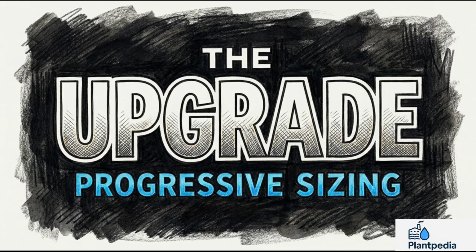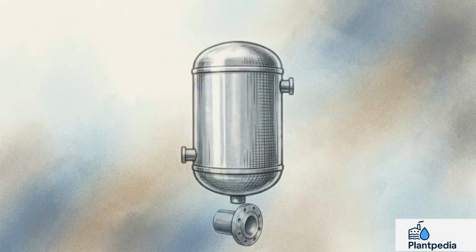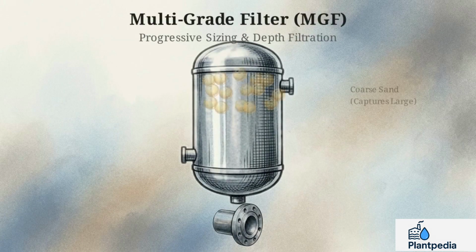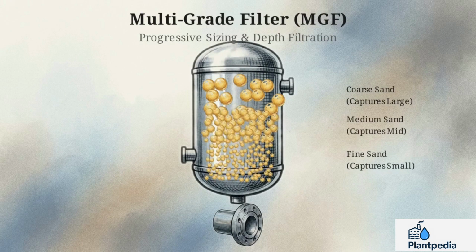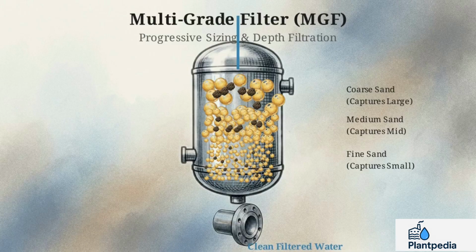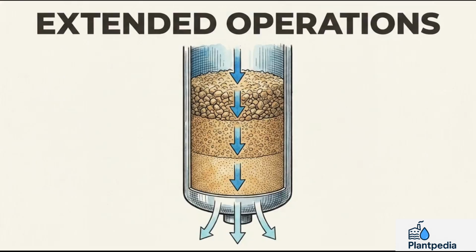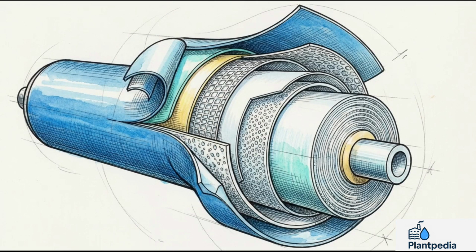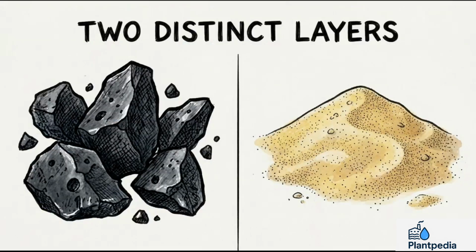To solve that rapid surface clogging, you can upgrade to a multi-grade filter, or MGF. This cross-section shows the MGF. Instead of uniform sand, it uses progressive sizing, coarse grains at the top, fine sand at the bottom. As water trickles through, each depth level captures smaller impurities, pulling the workload deep into the filter bed. The MGF maximizes the depth of the sand to extend runtimes. But because it relies on a single material type, it lacks the diverse density properties required to protect highly sensitive RO systems.